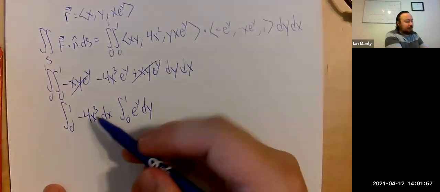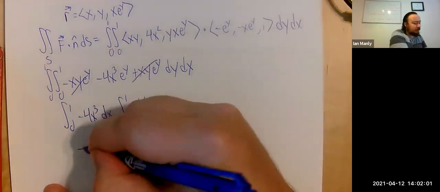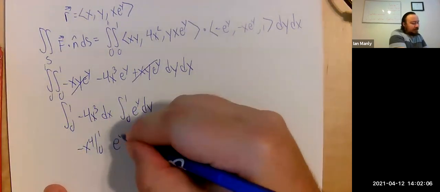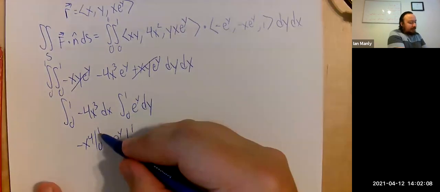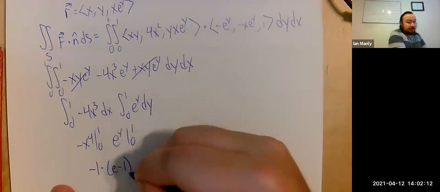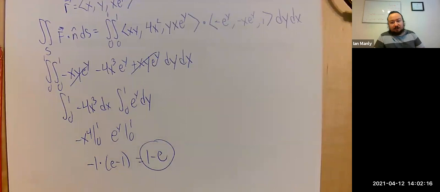All right, so then we go ahead and integrate here. We raise x cubed to be x to the fourth and divide by 4. That's from 0 to 1. Integral of e to the y is just e to the y. And then this ends up being negative 1, and this ends up being e minus 1. So we end up getting 1 minus e for our flux right here.